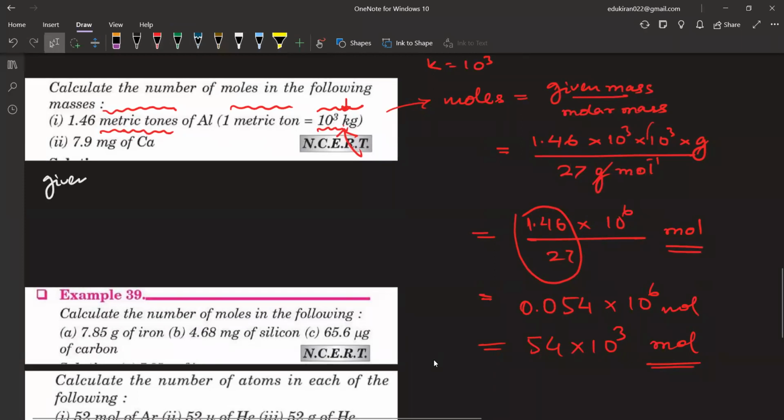So given mass upon molar mass is equal to 7.9 into 10 to the power minus 3 grams divided by, what is the molar mass of calcium? 40 grams per mole.